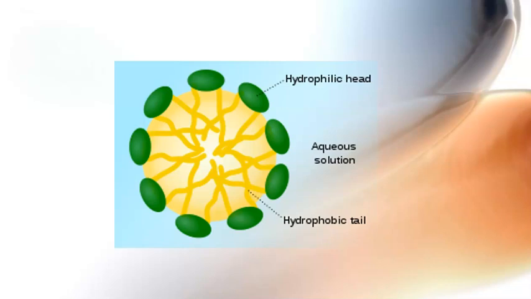So the base hydrolysis of a fat or oil is sometimes known as saponification because it makes soap. And that is where we're going to finish up today.